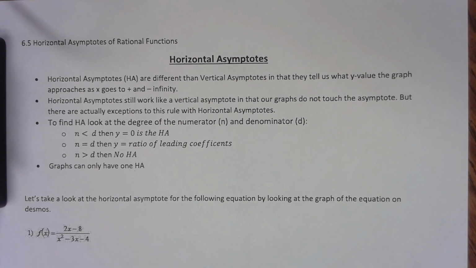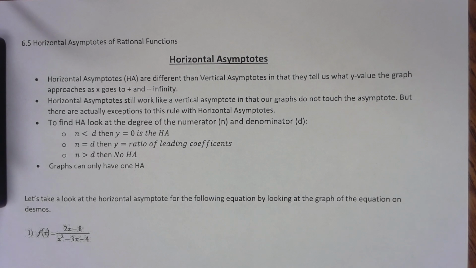Okay, so horizontal asymptotes. You'll see me abbreviate it as HA. They're different from vertical asymptotes in that what they're telling us is what y value the graph approaches as x goes to positive or negative infinity. So if we go all the way to the right, to positive infinity, our rational function is going to approach a particular value. It's going to get really, really flat, just like the vertical asymptote. It's going to get infinitely close to that value, but it won't 100% get there.